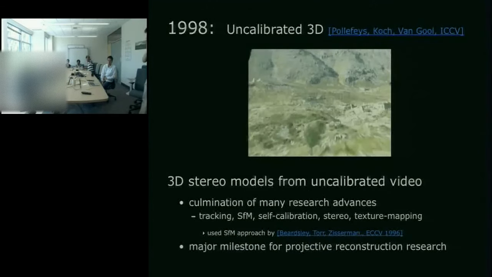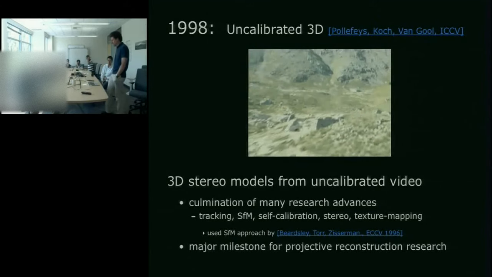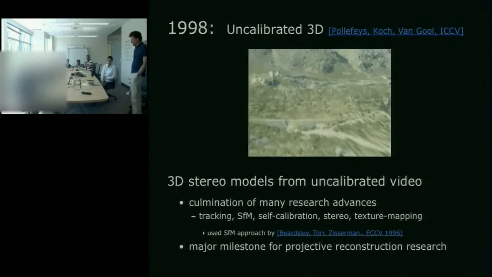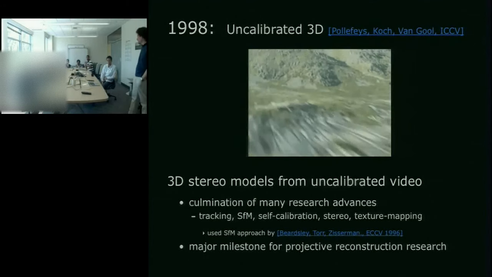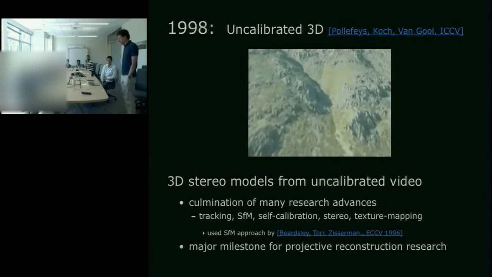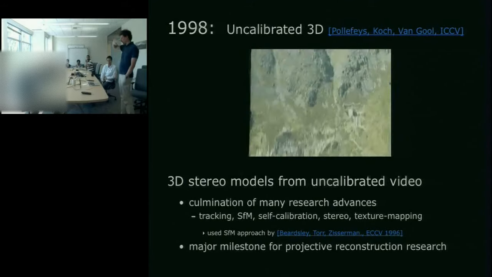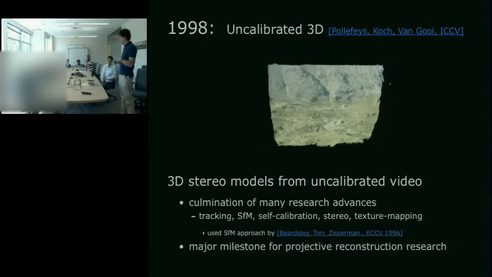All right, so in 1998, Marc Pollefeys and his colleagues published a paper at ICCV on doing 3D reconstruction from basically a video camera, from uncalibrated 3D information. So the idea is you kind of fly around in this case, or you walk around the scene with a video camera and you get out a 3D reconstruction. You don't have to know anything at all about the video camera, none of the parameters, no calibration, nothing.